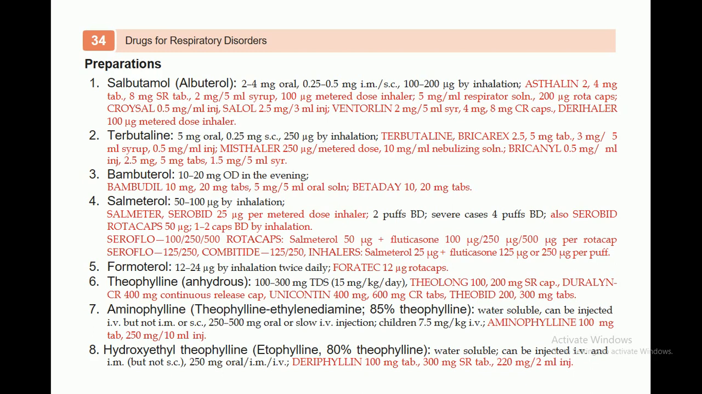The last one is hydroxyethyl theophylline, that is etophylline, 80% theophylline, which is water soluble. It can be injected IV and IM but not subcutaneously, and is also 250 milligram oral or IM or IV. The brands which are available in the market are Deriphyllin 100 milligram tablets, 300 mg sustained release tablet, and 220 milligram per 2 ml injection.